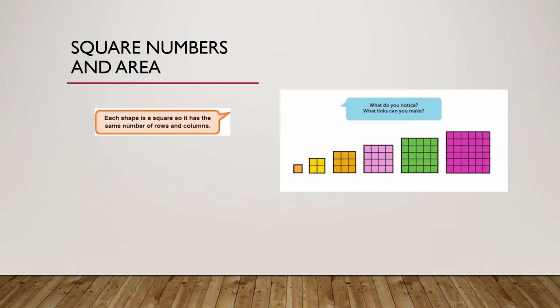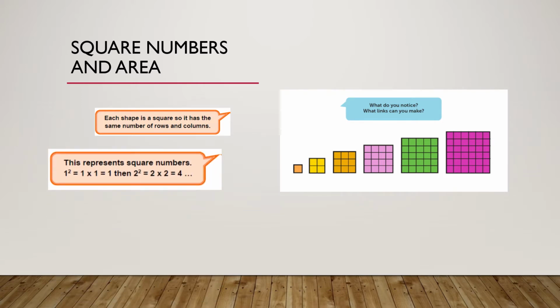So, first thing is that each shape is obviously a square. That's why we're talking about square numbers. That means it's got the same number of rows and columns. Remember that a square is the same on all sides. Then this represents the square numbers. So here we've got 1 times 1, that's 1. There's 2 times 2, that's 4. There's 3 times 3, that's 9, and so on.